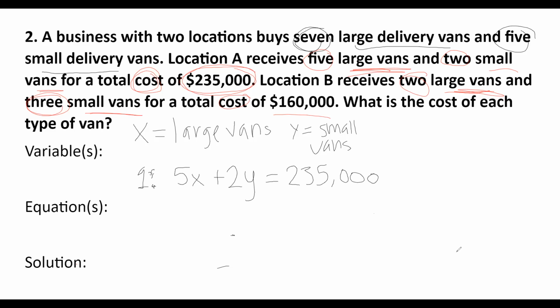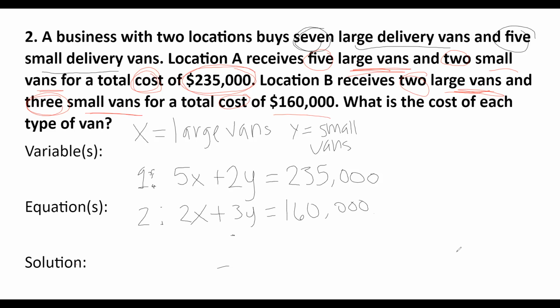So that is why that's not y. But we do not know how many or the amount charged for each large van or the small van as well. So now let's write our second equation. Location B receives 2 large, and they also receive 3 small for 160,000.